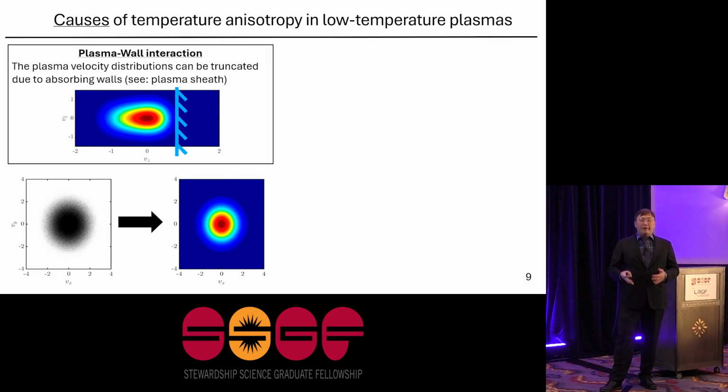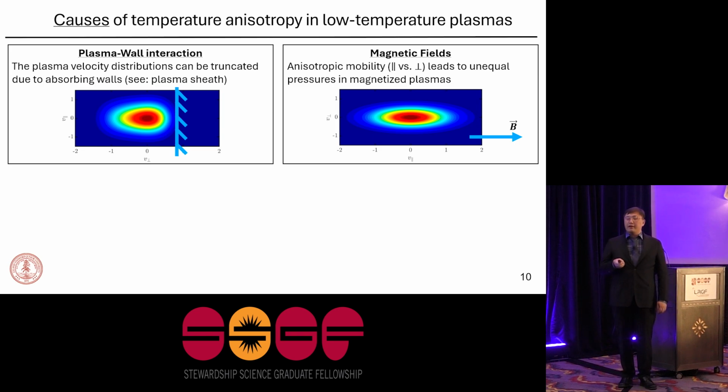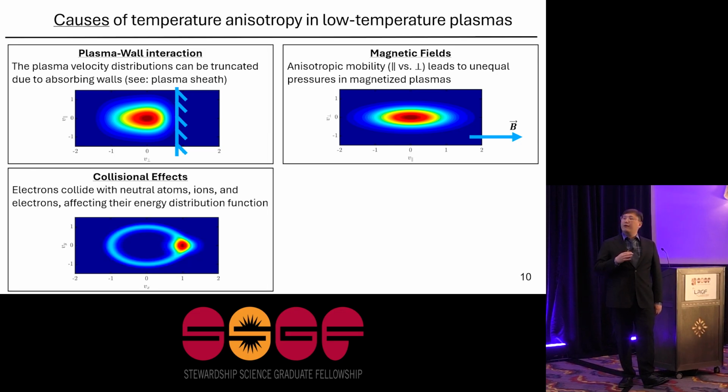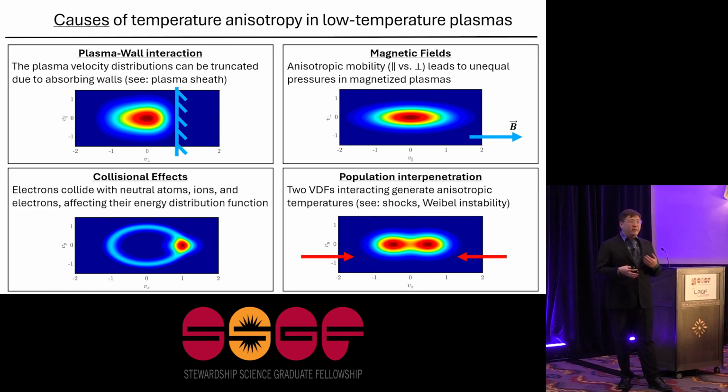This temperature anisotropy can come from plasma wall interactions. It can come from magnetic fields that restrict the transport in the perpendicular directions. It can come from collisional effects in between species. So if you have a beam of electrons interacting with stationary neutrals, there's preferential heating in the direction of the beam velocity. And also, if there are multiple populations of, say, electrons, that can also cause preferential heating in a particular direction.